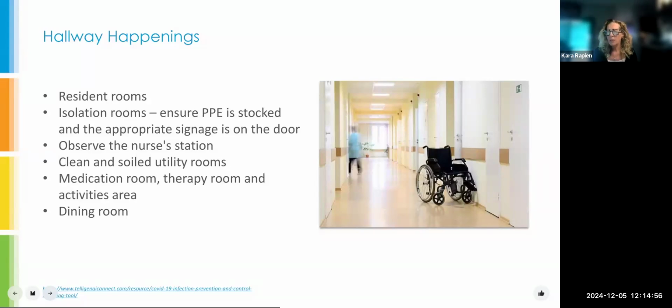Isolation rooms, is the appropriate signage up? Is the PPE well stocked? If you have anyone on isolation or COVID positives, you're going to follow up and ensure that PPE again is set up, the staff is aware, and all infection control measures are in place.